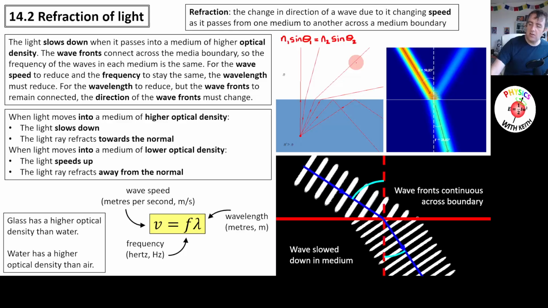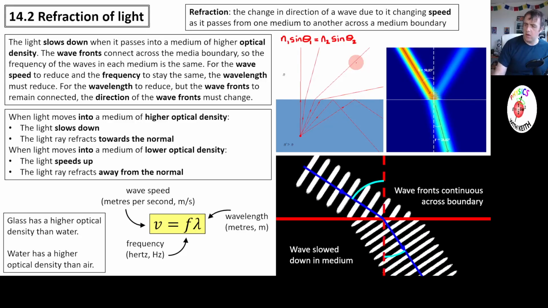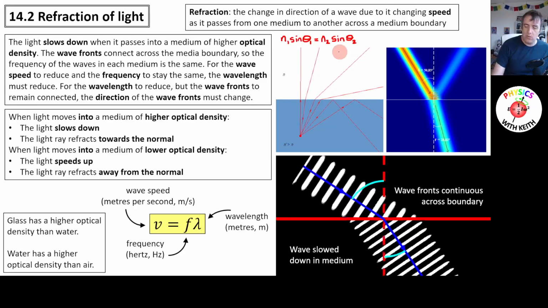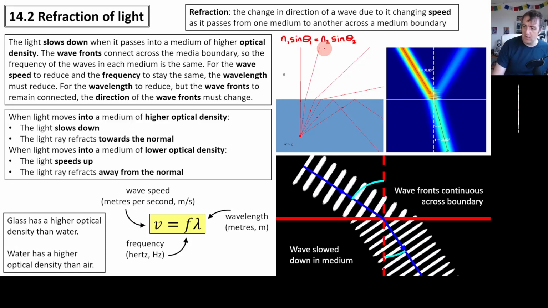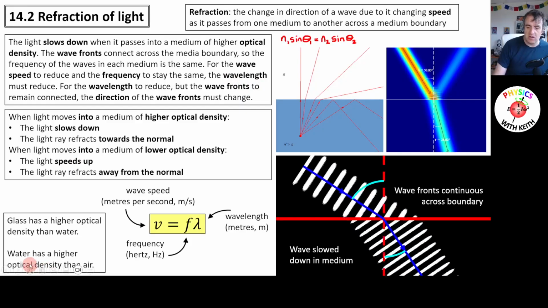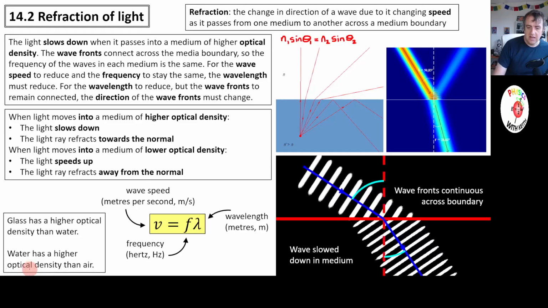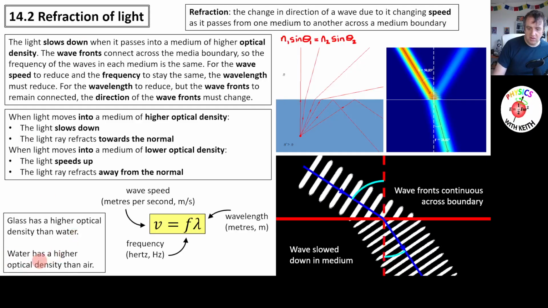Now, that is not always written that way. Usually one of the media is assumed to be air, where n for that medium is 1, so we just ignore it. We end up with n equals sine i over sine r, or something like that. But that's not really general enough, and I don't like teaching that equation because it's not general enough.